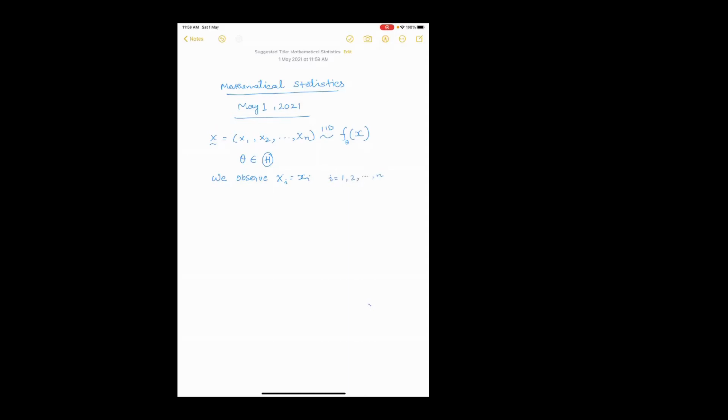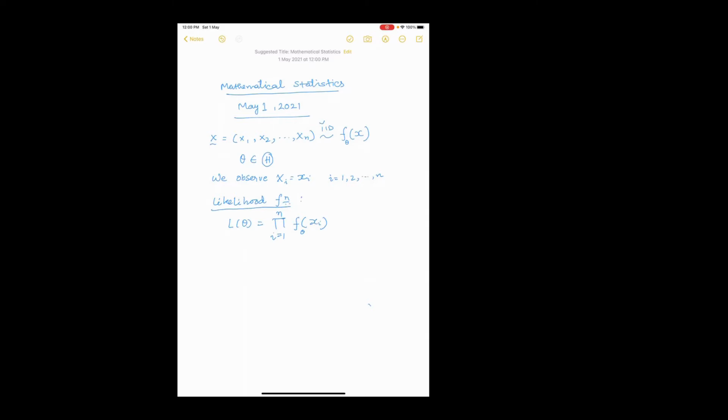then the likelihood function is defined, in that setup, as L(theta) equal to the product from i equal to 1 to n. So the product we can write because of the independence, of f(xi; theta). So this is my likelihood function typically.